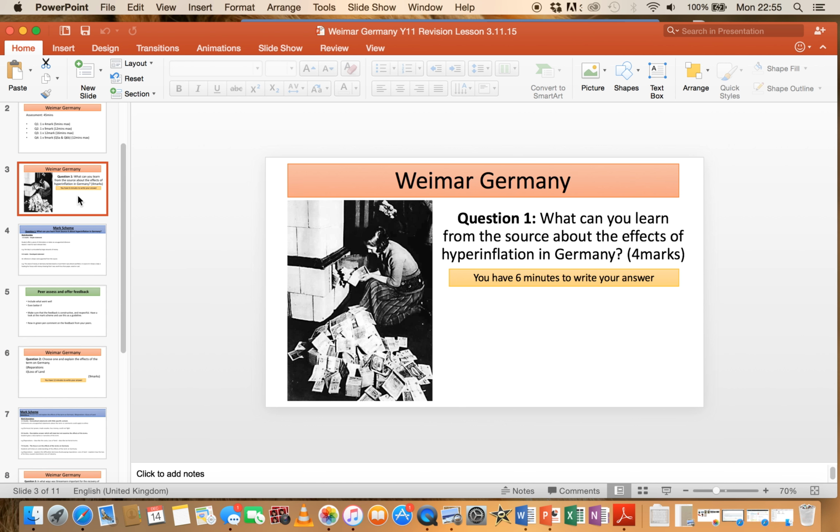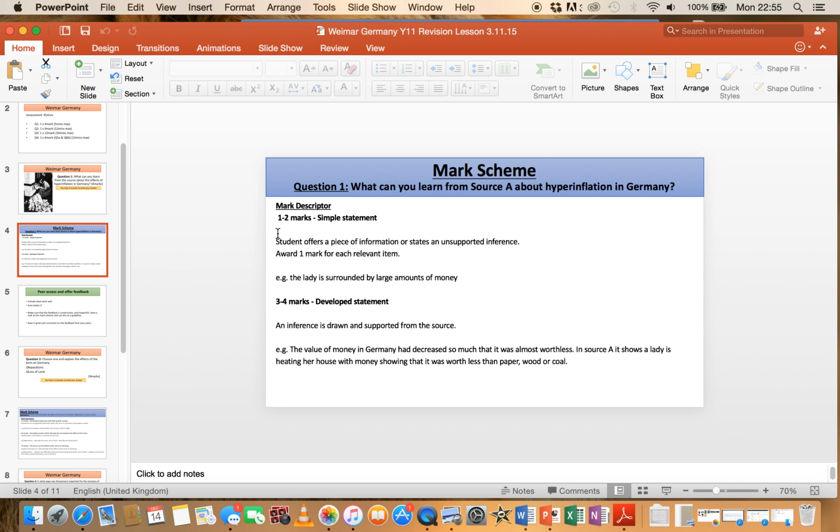So you obviously need to look at the source and then extract the information from that, and we gave them 6 minutes to write their answer. Here's a copy of the mark scheme. So 1 to 2 marks is a simple statement, 3 to 4 marks is a more developed statement. So the idea here is they go through and answer each of the questions, and then they peer mark within the classroom.